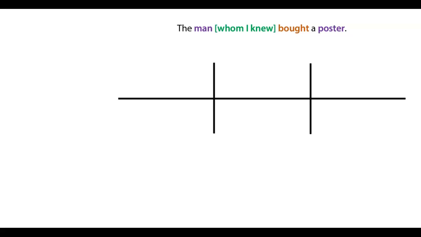But first, we start with our base sentence. Think of these in your head as we go along. What is the verb of the sentence? It is bought. That's the main verb. And what is the subject of bought? Who did the buying? The man. And what is the thing that was bought, the thing that was purchased? What is our direct object? It is poster.